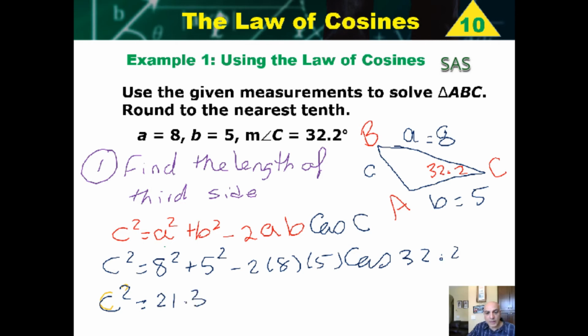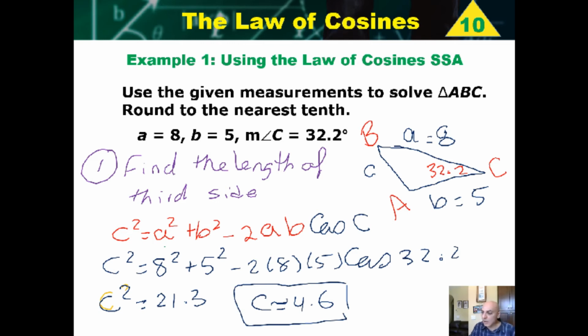And obviously that's not what you're looking for. You're looking just for C, not C squared. So C by itself will be the square root of that, which is going to give you approximately, and that's the tilde here, 4.6, whatever the measurement is, centimeters, kilometers, whatever the unit is. Okay? So that's how you do it.